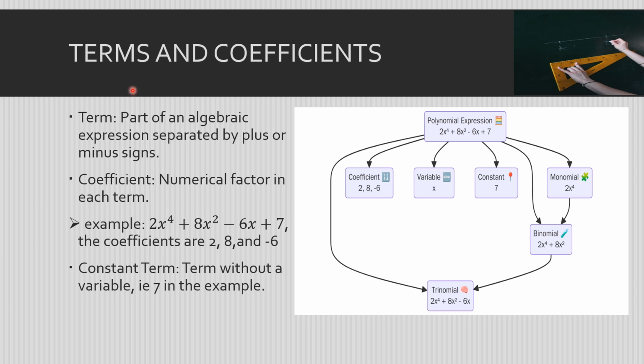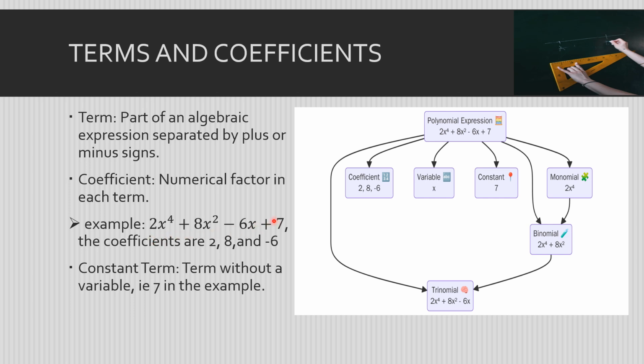So we are on terms and coefficients. What is the meaning of terms in the polynomial expression of a function? A term is a part of an algebraic expression separated by a plus or minus sign. So when you see a plus or minus sign between expressions, it means the separate expressions are represented as terms. Look at this: we have 2x to the power 4 plus 8x squared minus 6x plus 7. We have the examples in this section.